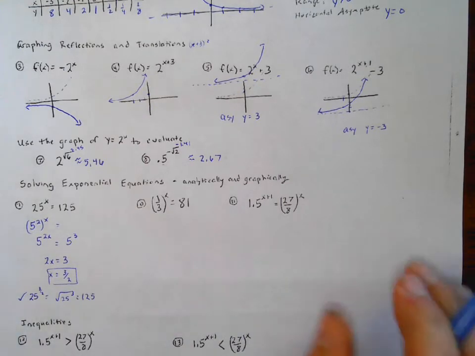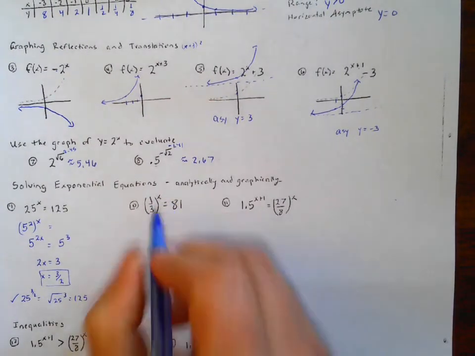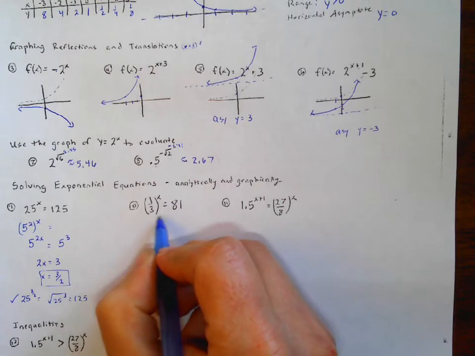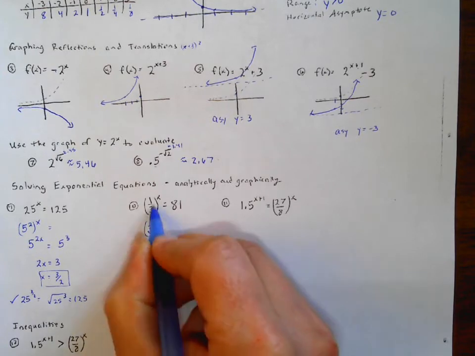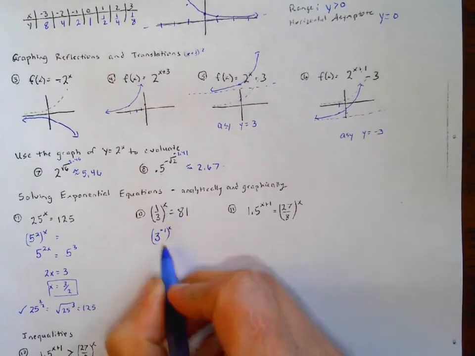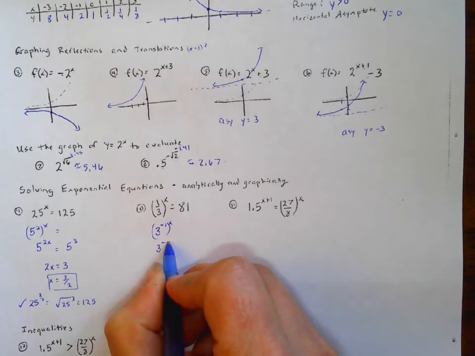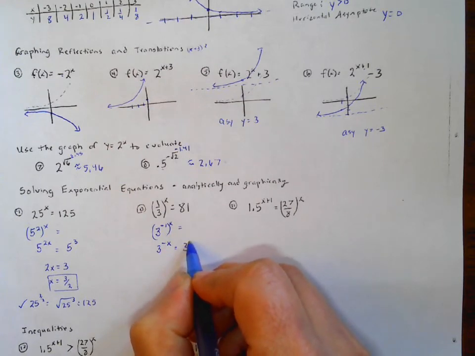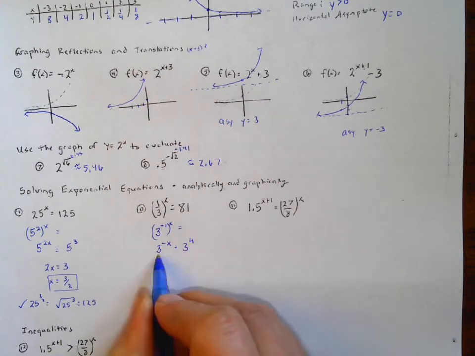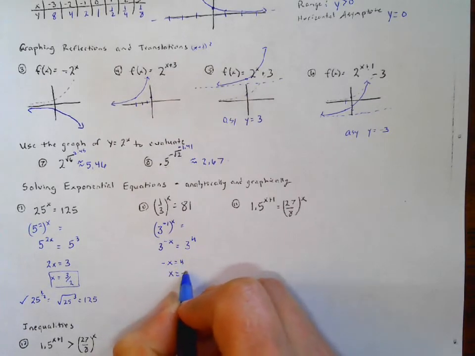The next one here, get these to the same bases. I'm going to try and get them to be 3. You could get them both to be 1/3 as well, but I'm going to get it to be 3. So this would be 3 to the negative 1 is 1/3. Remember how negative moves to the bottom. So this would be 3 to the negative x. And 81 is the same as 3 times 3 times 3 times 3, which is 3 to the 4th. So now that I have the same bases, I can say that negative x is equal to 4, therefore x equals negative 4.